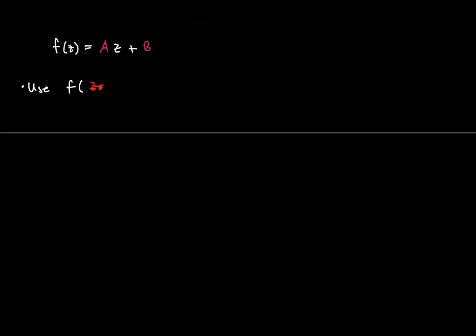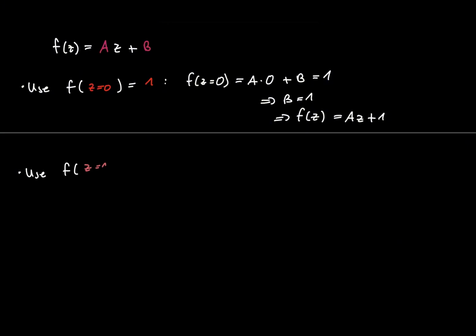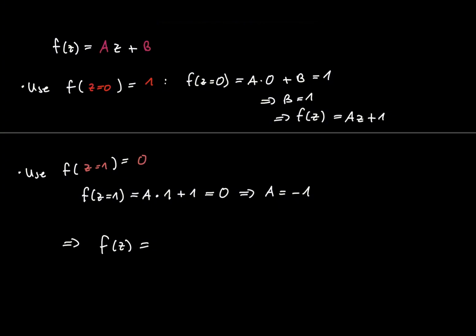Next, we use f of 0 equals 1. That tells us b equals 1. Now we use f of 1 equals 0. So a plus 1 equals 0, which means a equals minus 1. So the final function is f of z equals 1 minus z.